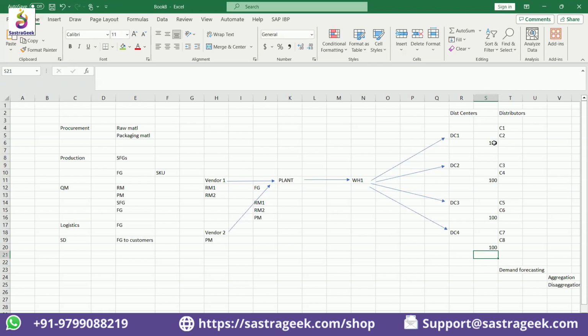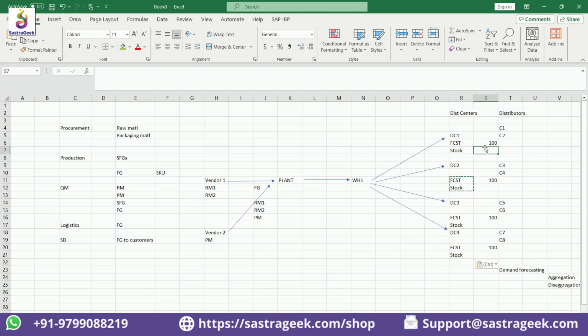Do I have stock available in my distribution centers? So I talked about forecast, and now I talk about stock. Yes, I have a certain amount of stock available in my DC1. Probably here I have 20 pieces available. Here I have 100 pieces available. Here I have 200 pieces available. And here I don't have any stock. Okay. Different scenarios, different situations.